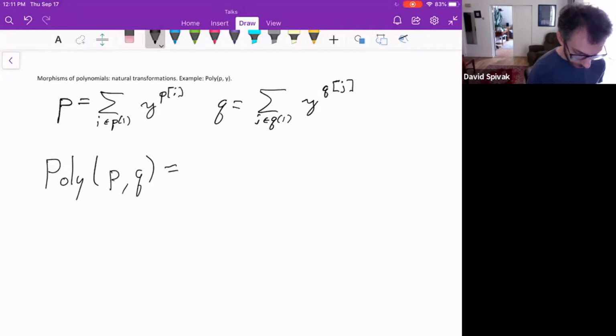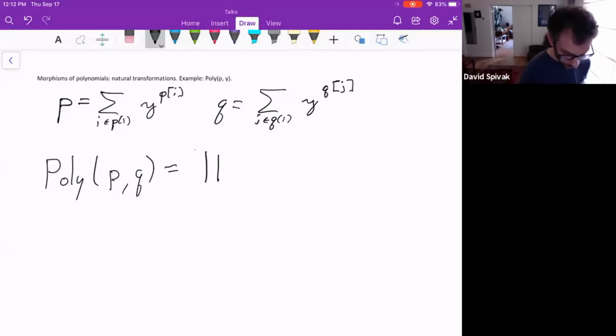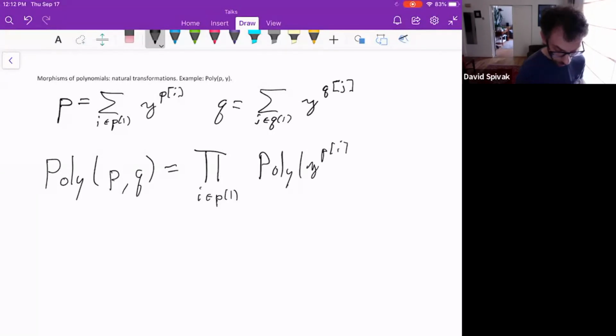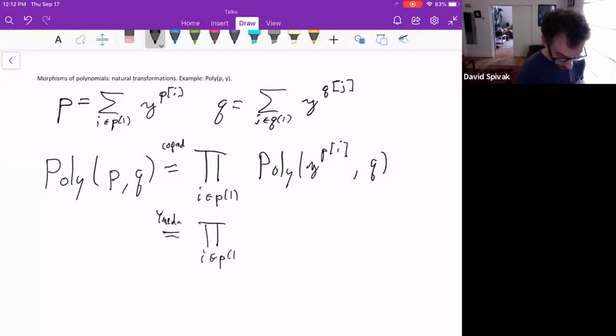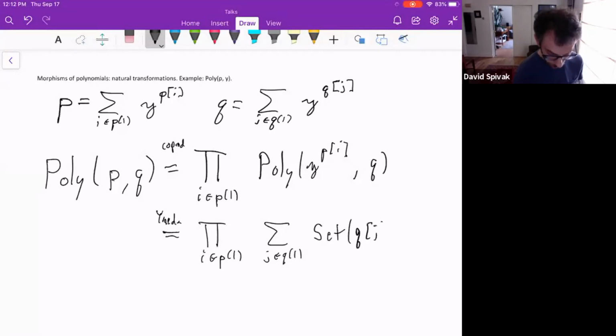So what is it? Well, it's very easy to calculate because P is just a sum of representables. So I can take that sum out and say it's the product over all positions of polymaps from a representable to Q. And here I'm just using coproducts. And all the equal signs I draw today, I think, will be isomorphisms. Okay, here I'm going to use Yoneda to say it's the product over I in P of 1 of Q of Pi. So that's the sum over J in Q of 1 of basically set maps from Q of J to P of I.